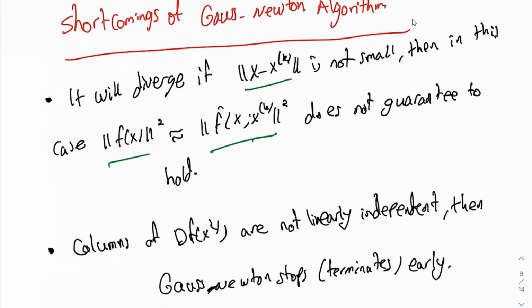The second, what if the columns of this matrix are not linearly independent? Then Gauss-Newton will terminate with error. And this is usually the case in practice. The columns of this matrix are not linearly independent.